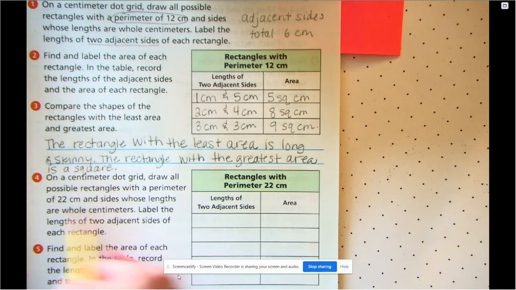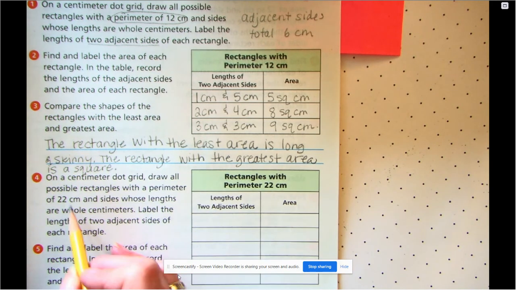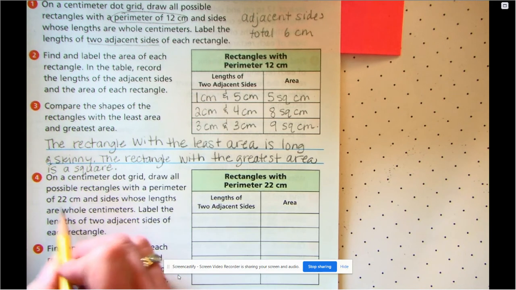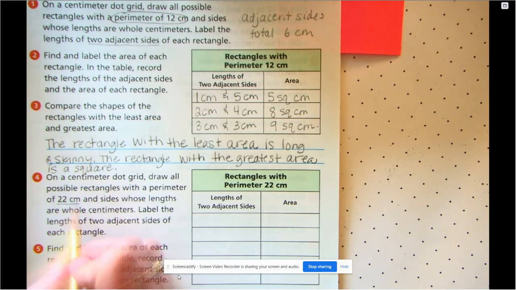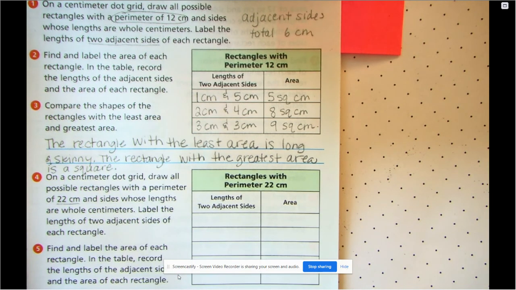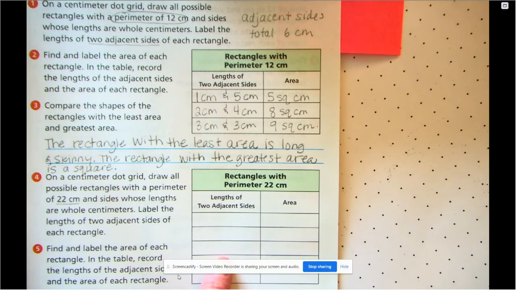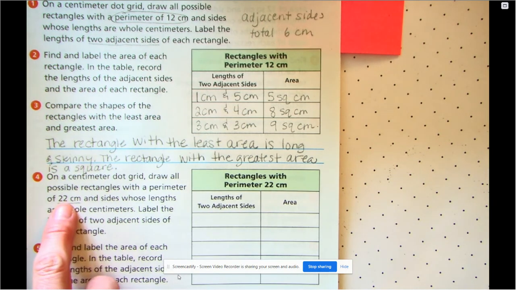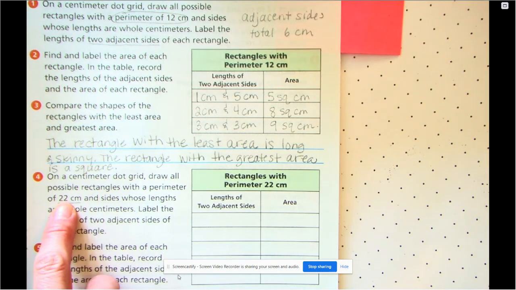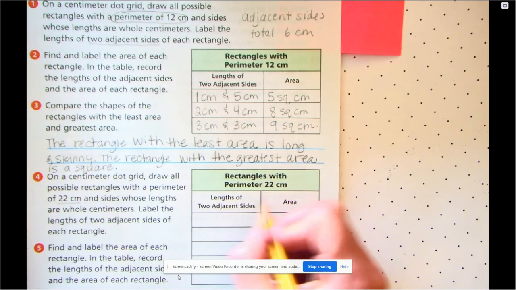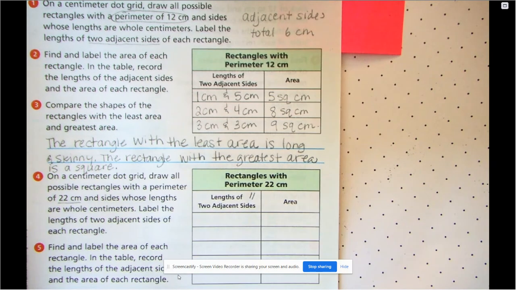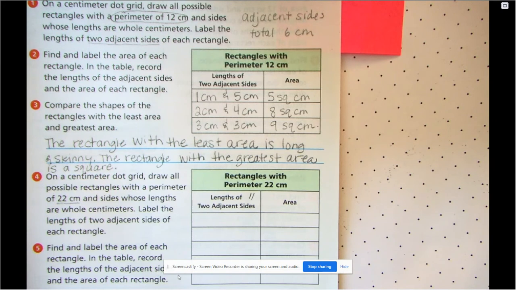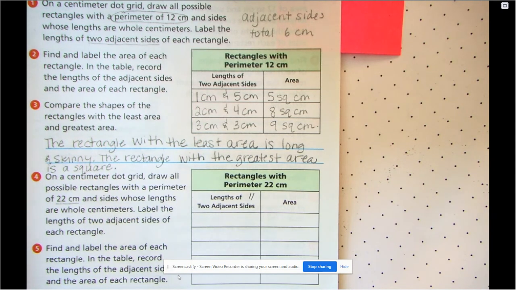If we were going to do this next one, we're going to skip it. If we were going to do this next one, we would have to find a perimeter of 22. So all of my adjacent side lengths would add up to half of that, right? So they would have to add up to 11. So partners that would add up to 11. You'd have to be thinking of numbers that you can add together that would add up to 11.